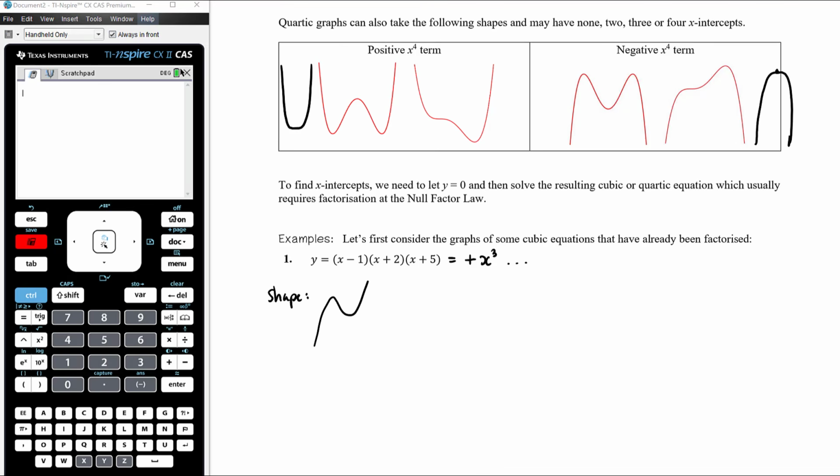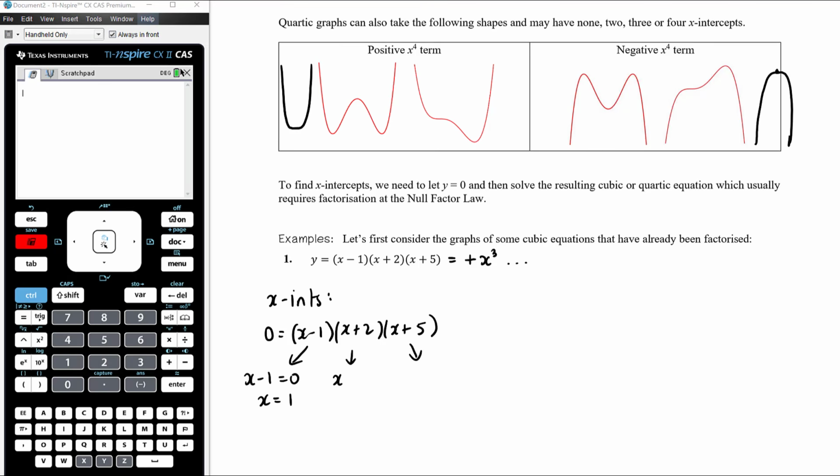We don't technically at this point know that it isn't this, although I do, because if I calculate my x-intercepts, so my x-intercepts are when I let y equal 0, so I'm solving (x minus 1)(x plus 2)(x plus 5) equals 0, and this is nice and easy because it's already factorized for me, so I can straight away use my null factor law, which tells me that x minus 1 has to equal 0, so x could equal 1, or x plus 2 equals 0, so x could equal negative 2, or x plus 5 equals 0, so x could equal negative 5.